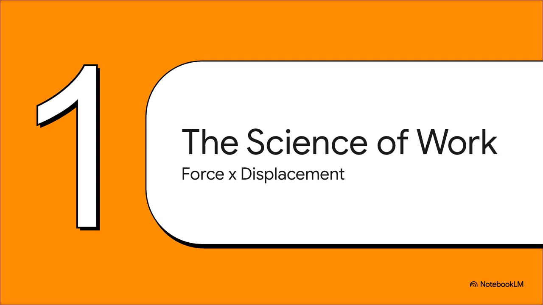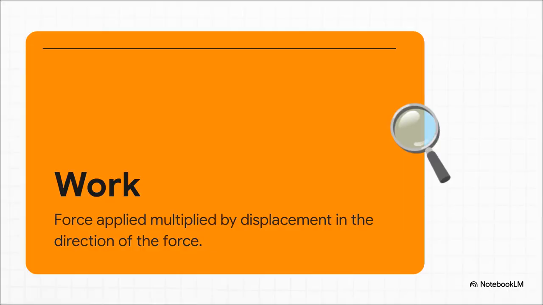The science of work. Force times displacement. Okay, so in science, the word work actually means something totally different than what you might think of in everyday life. You'll definitely want to memorize this definition and formula for your exam. Scientific work is only done when a constant force is applied to an object, and that object actually moves, meaning it has displacement in the exact direction of that force.